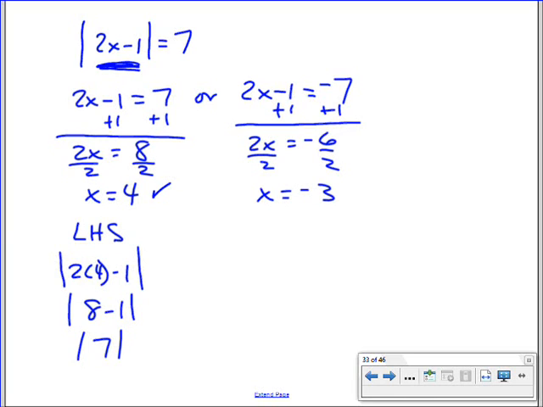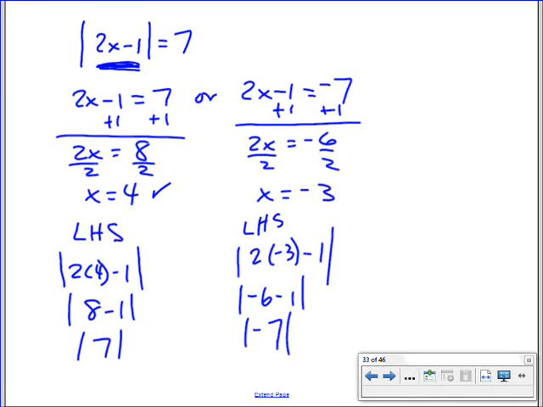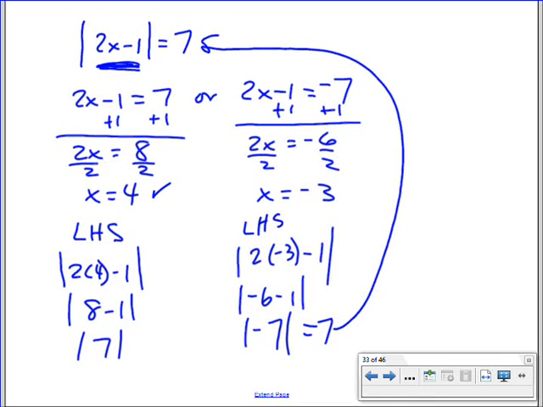Now, let's look at this one. The left-hand side of the equation is the absolute value of 2 times negative 3 minus 1. That's the absolute value of negative 6 minus 1, or the absolute value of negative 7. Now, look at this carefully. If we take the absolute value of negative 7, we get 7, which is what we wanted in the equation. So negative 3 also works.